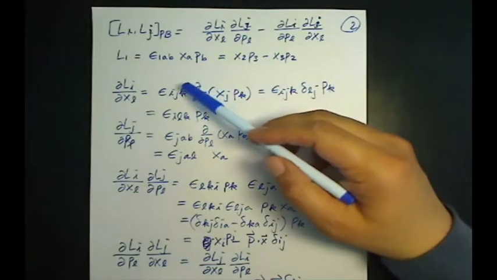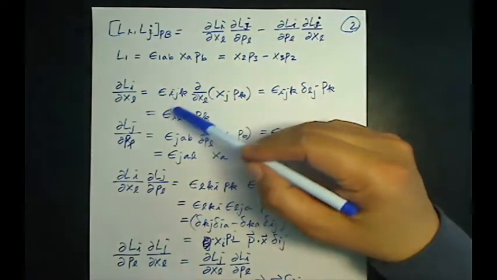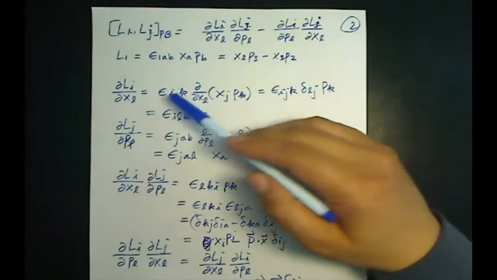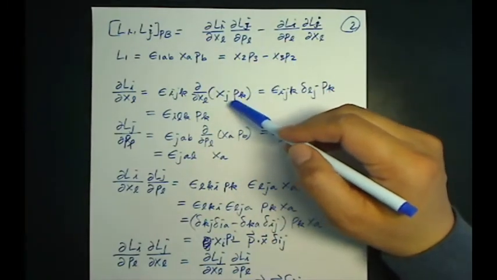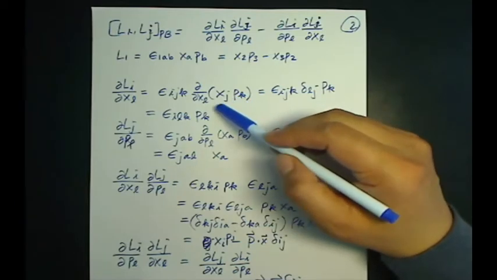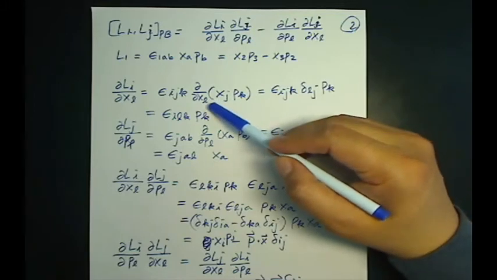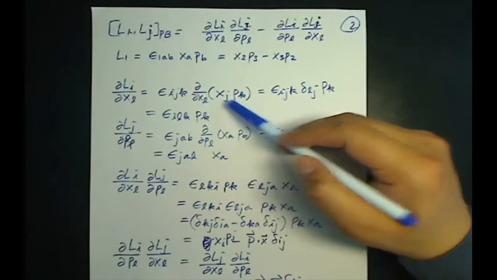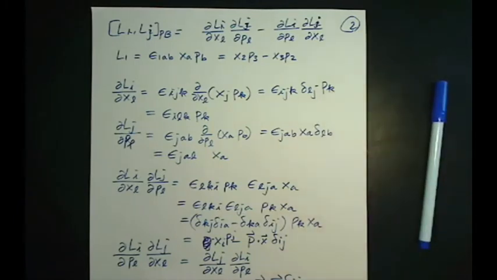Applying this, the first factor in the first term can be computed: Li, epsilon ijk, and derivative XL. The classical definition of the Li is epsilon ijk xj pk. The derivative acts on the coordinate only, so this one gives a Kronecker delta JL. Right?